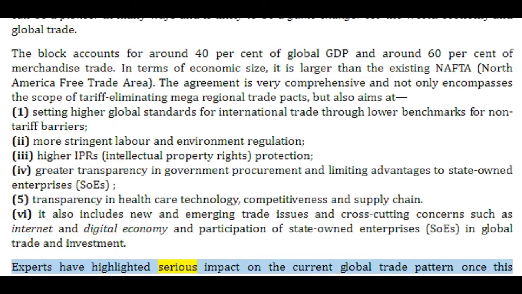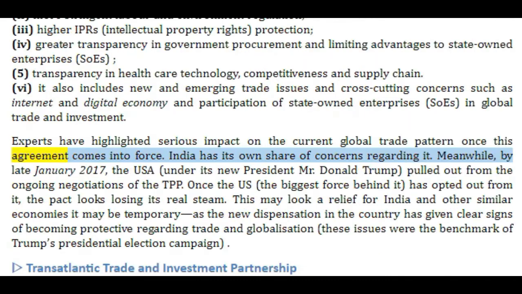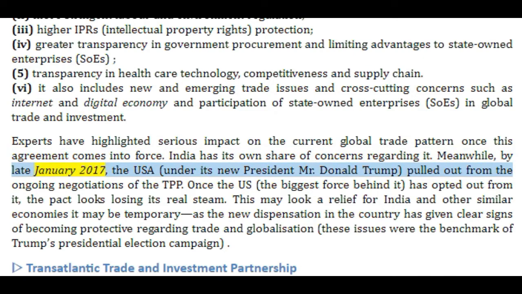Experts have highlighted serious impact on the current global trade pattern once this agreement comes into force. India has its own share of concerns regarding it. Meanwhile, by late January 2017, the USA, under its new president Mr. Donald Trump, pulled out from the ongoing negotiations of the TPP.